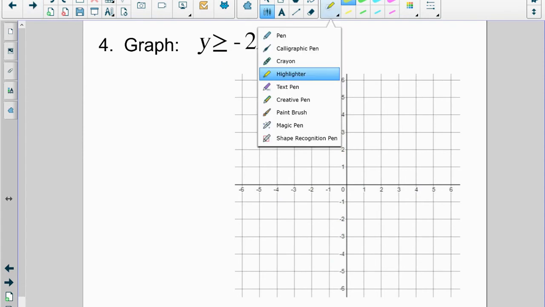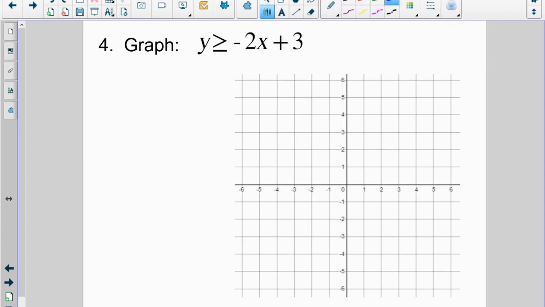Number 4. We see again that the y is by itself, so we're going to use our slope-intercept method of graphing. I see that my slope is -2, but I'm going to go ahead and write that as a fraction right now, so I have my rise and my run. My y-intercept is 3, that's just the number added at the end.